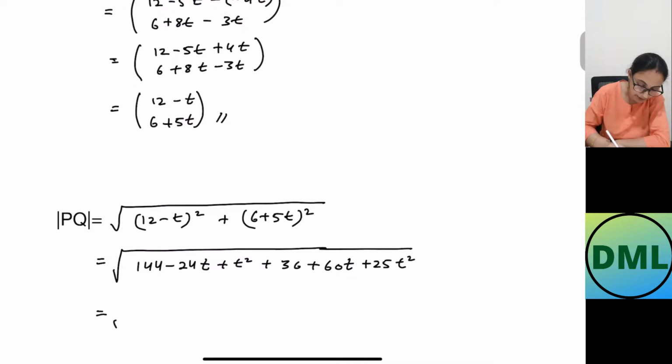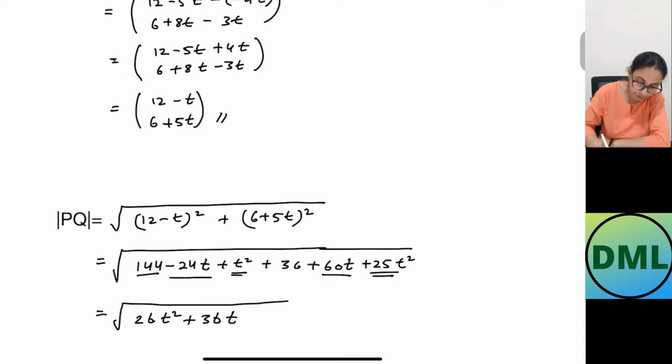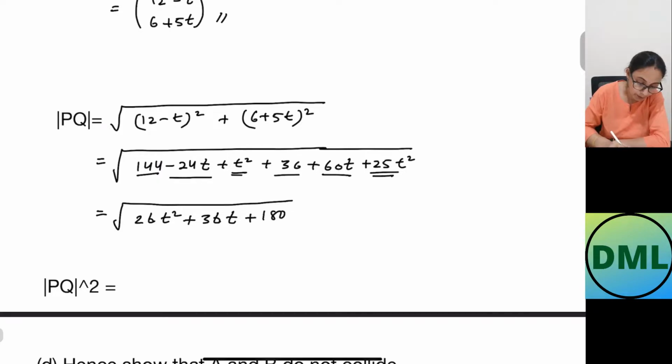So if I add it, t square and 25t square will be equal to 26t square. 60t minus 24t will be written as plus 36t, and 144 plus 36 will be equal to plus 180. So modulus of PQ the whole square will be given by 26t square plus 36t plus 180, which is proved.